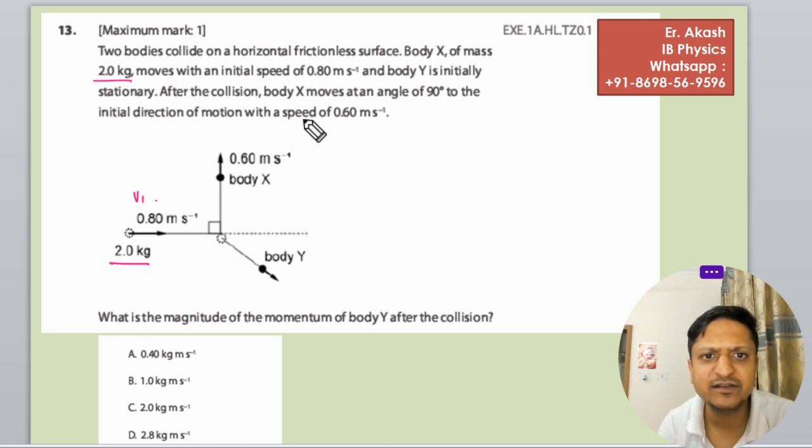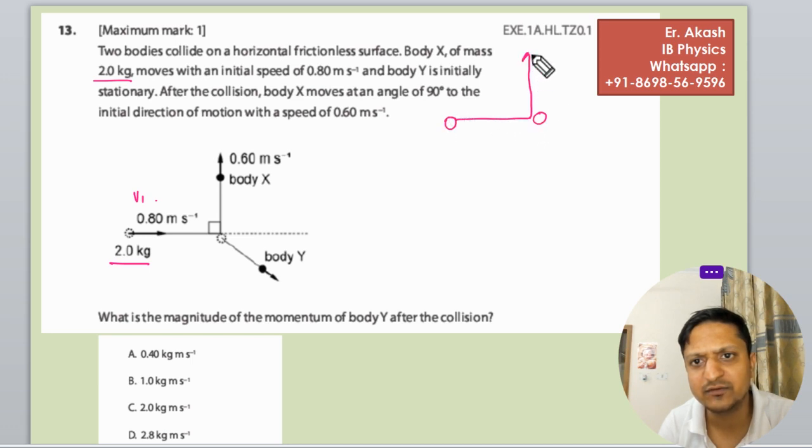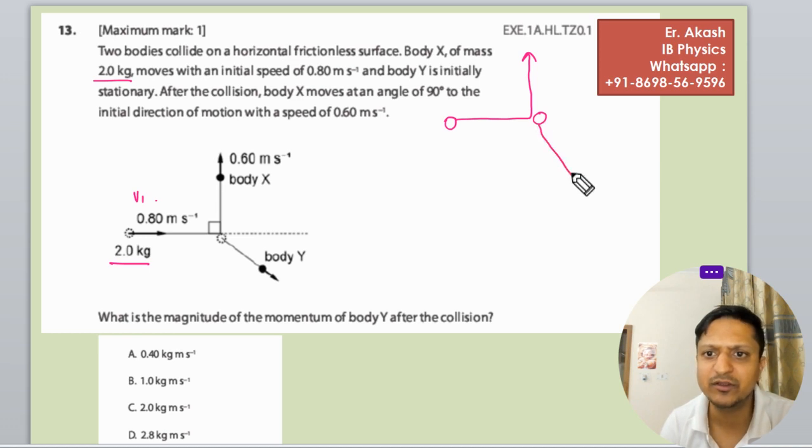After the collision, body X moves at an angle of 90 degrees to the initial direction of the motion with the speed of 0.6. So after the collision, this body moves like this. So there is a body already placed here, and there is a body here, and this body moves this way and goes this way, and this ball moves like this.